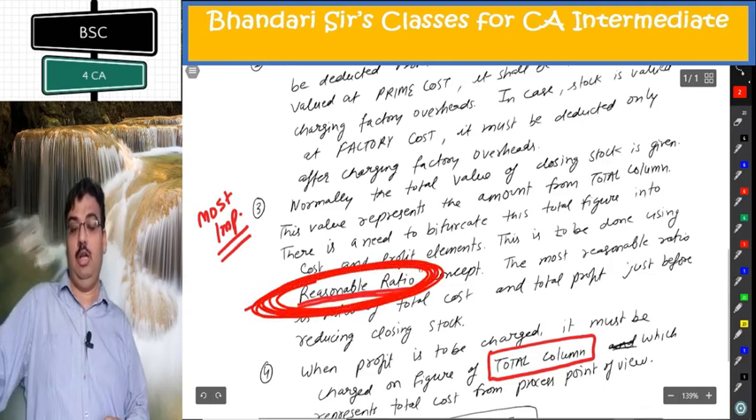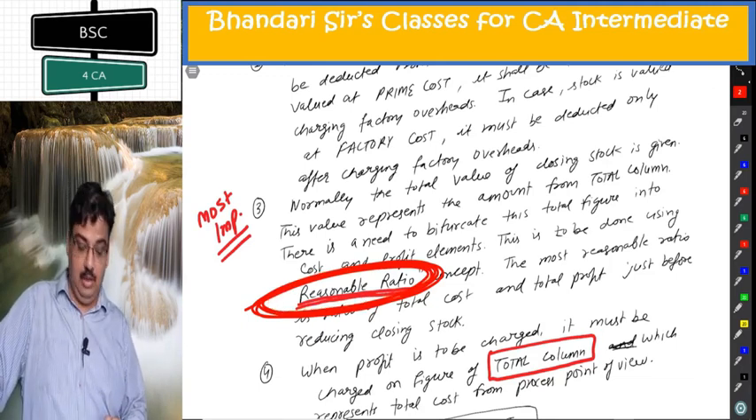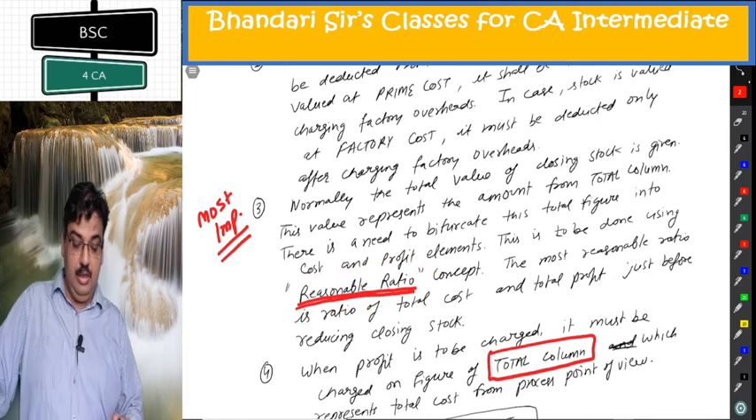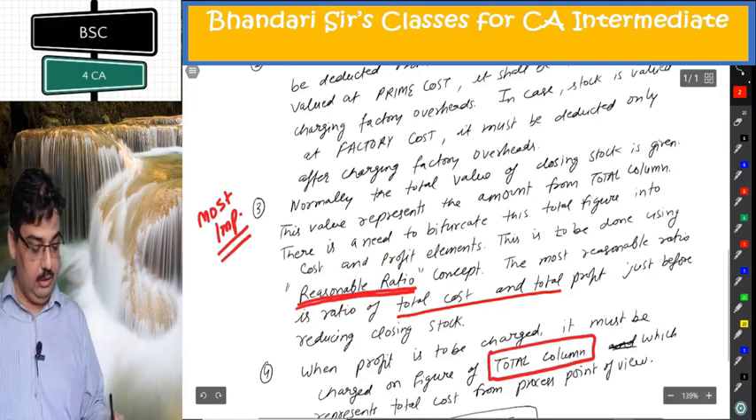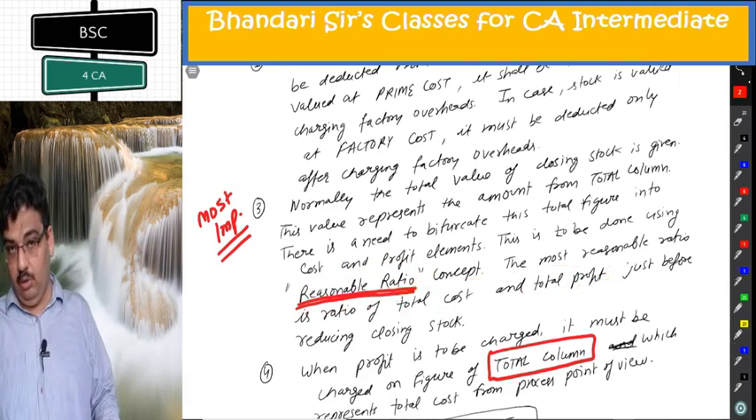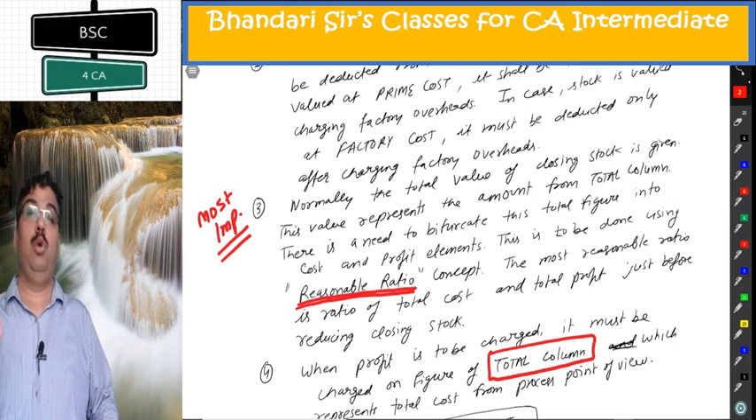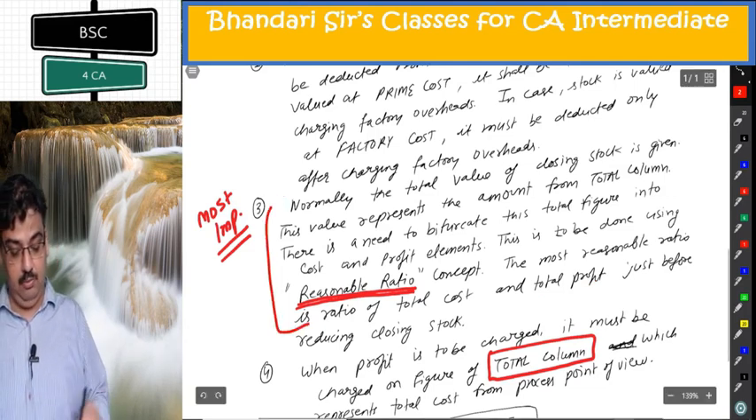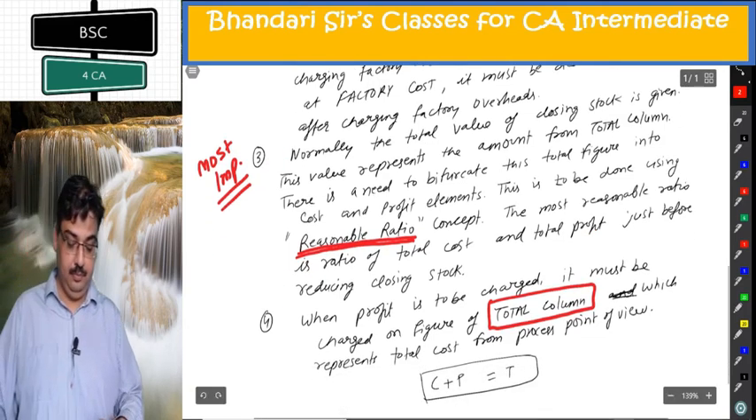Are you sure what a reasonable ratio is? It is written next. The most reasonable ratio is the ratio of total cost and total profit just before reducing the closing stock. When you are going to reduce closing stock, before that we have done the total, that ratio of cost and profit in that total will be my reasonable ratio. This we will see in a practical question.